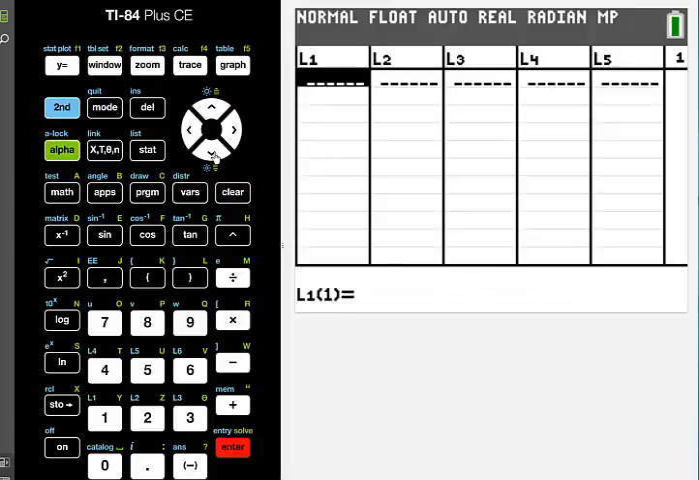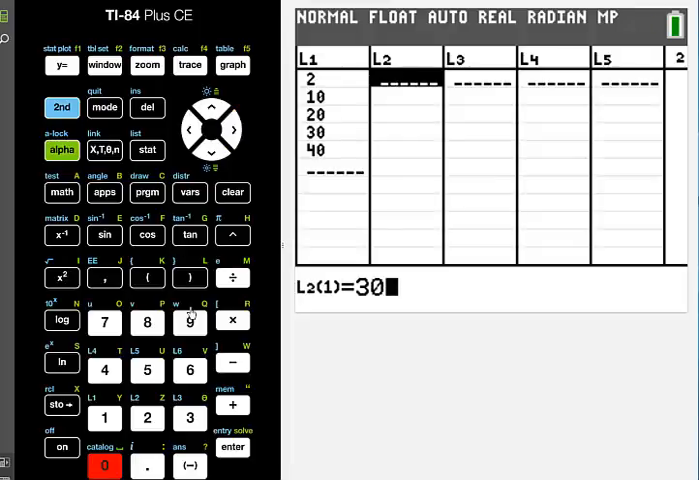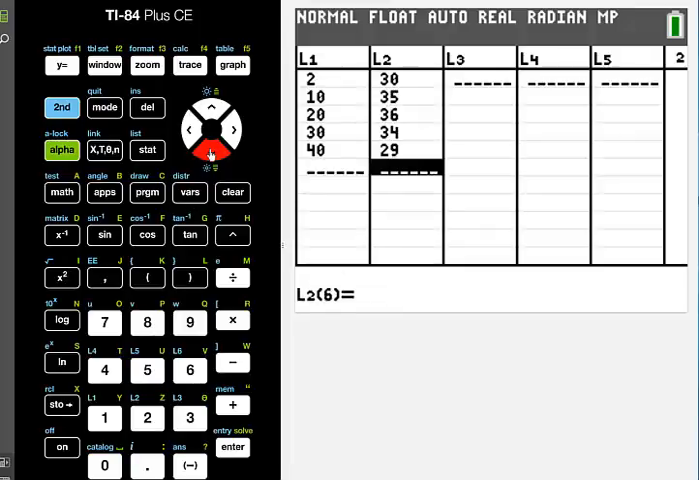And then I just need to enter my data in. My t values started at 2 and then went 10, 20, 30, and 40. So I'll put those in. And then in the second column, that's where my y variables go. In this case, the p's, the percentages. So 30, 35, and so on.